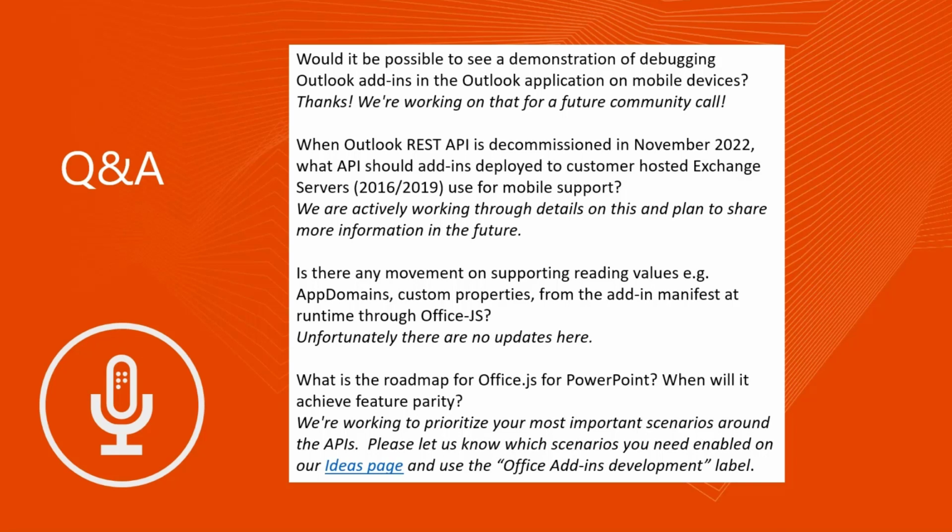What is the roadmap for Office.js for PowerPoint, and when will it achieve feature parity? So obviously the PowerPoint API is a huge space, and our strategy right now is that we're working to prioritize and build out the most important scenarios that you want for the APIs. So I would say, please let us know what scenarios you want to see enabled. And again, you can just go to the Ideas page, use the Office add-ins development label, and give us feedback on that. So that's really just a strategic approach that we're using to build those out.